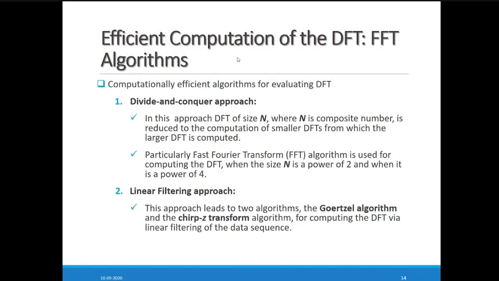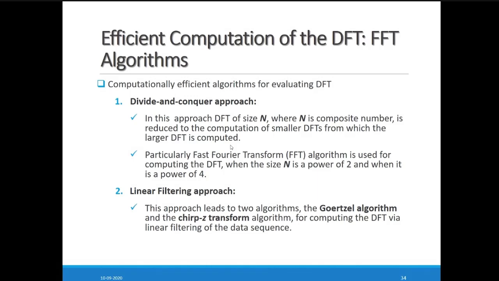There are two approaches we are using for the efficient implementation of the DFT. One is the divide and conquer approach. In this approach, a DFT of size n, where n is a composite number, is reduced to the computation of smaller DFTs from which the larger DFT is computed. As the approach suggests, we are dividing the larger size DFT of n into smaller DFTs, smaller chunks, and we find the solution for those smaller DFTs and merge them to get the larger DFT computation.